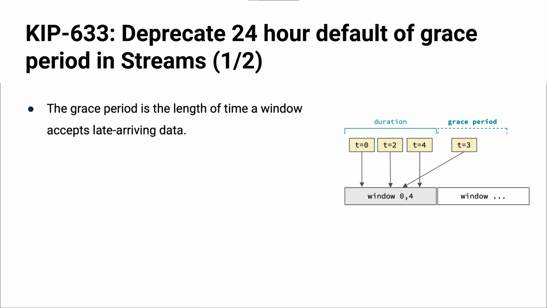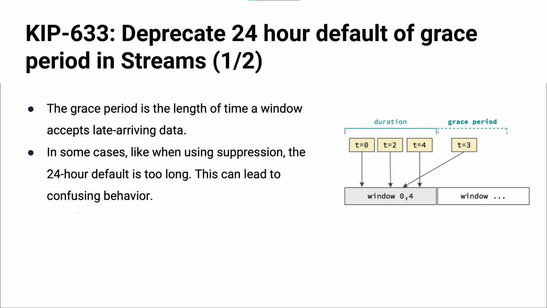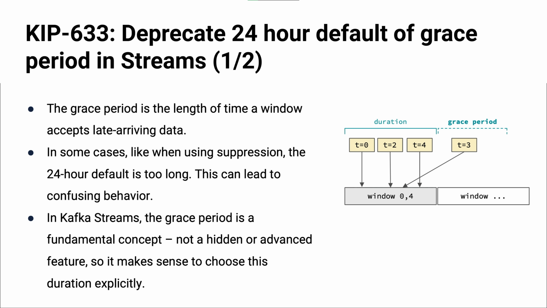Well, that raises the question of how long do you wait? You have to keep those windows around in the event that maybe an event arrives that belonged there, and sort of keep that stuff ready to reprocess. And you have to set a default, or some kind of maximum, on when you're just going to let those previous windows expire. KIP 633 gives us flexibility there. In some cases, the 24-hour default is just too long and can lead to difficult to understand behavior. And this grace period, I mean, I was just explaining how it works in Windows. It really is a fundamental concept. It's not some accidental thing. And so slightly more granular control over it seems like a good idea.